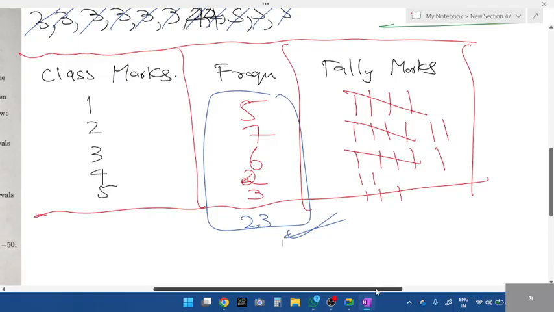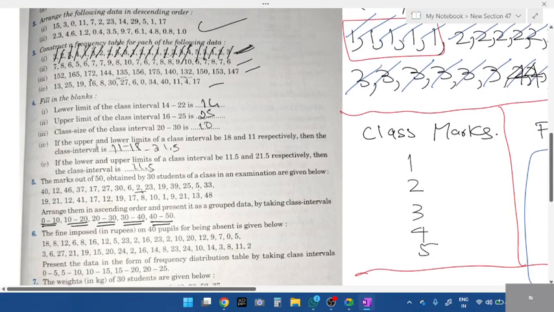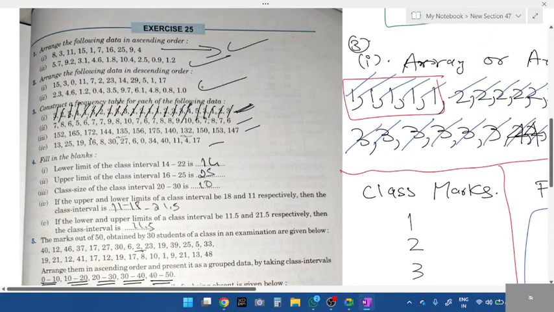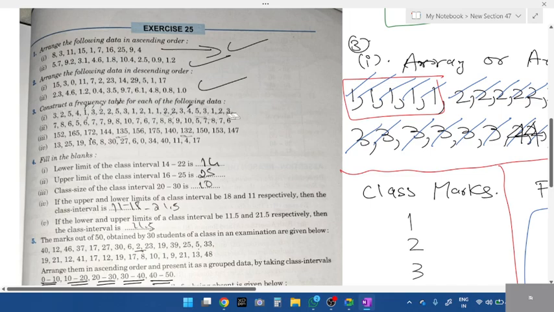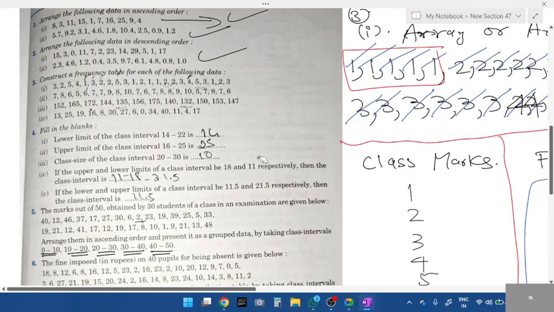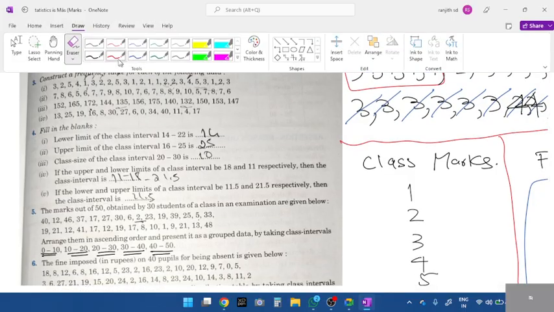Understood? Okay. So first main, try any one question, students. In second main, try any one question. Arrange in ascending, descending. In third main, first one I did. Second or third, you all try. And remember, after grouping, I told you what is upper limit, lower limit.